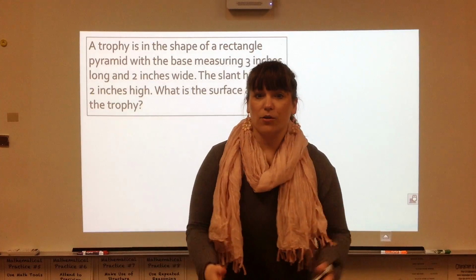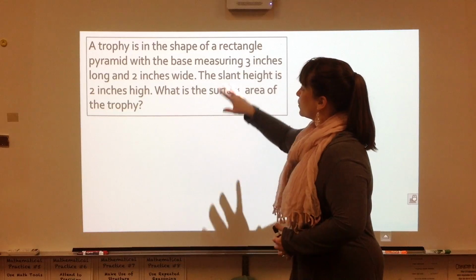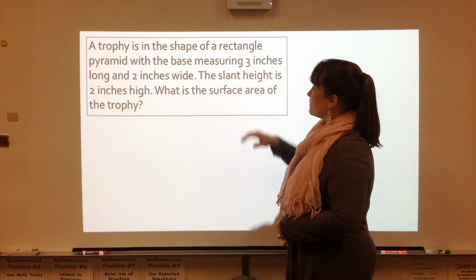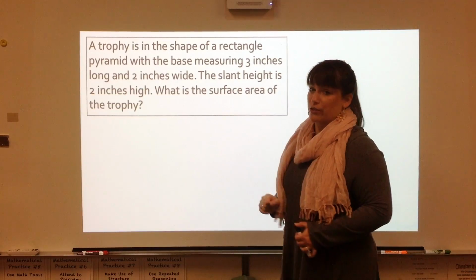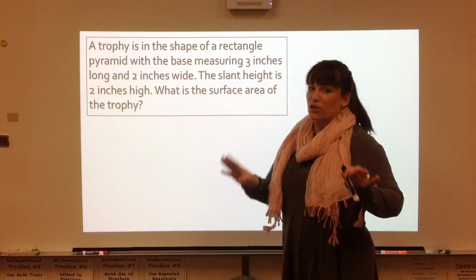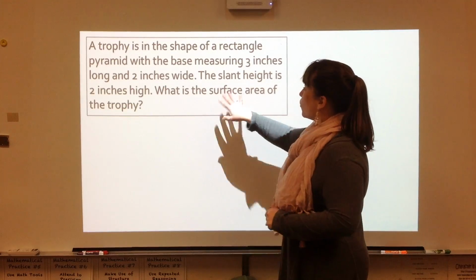Like always, we are going to see word problems as well. So here's a trophy in the shape of a rectangular pyramid with a base measuring 3 inches long and 2 inches wide. The slant height is 2 inches high. That means all around it's 2 inches high. What is the surface area?